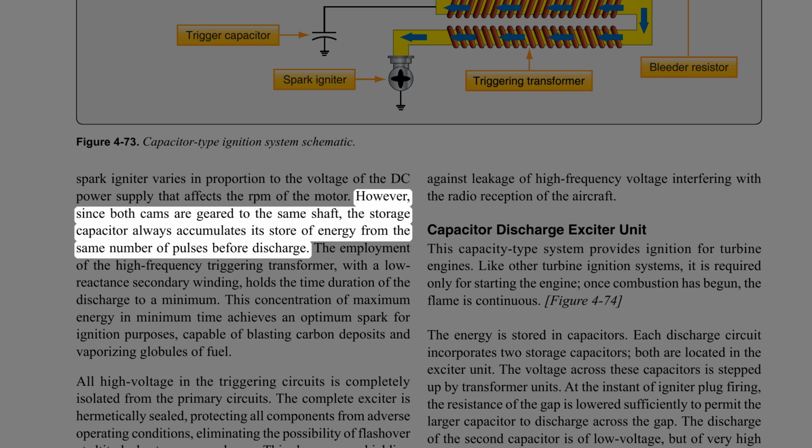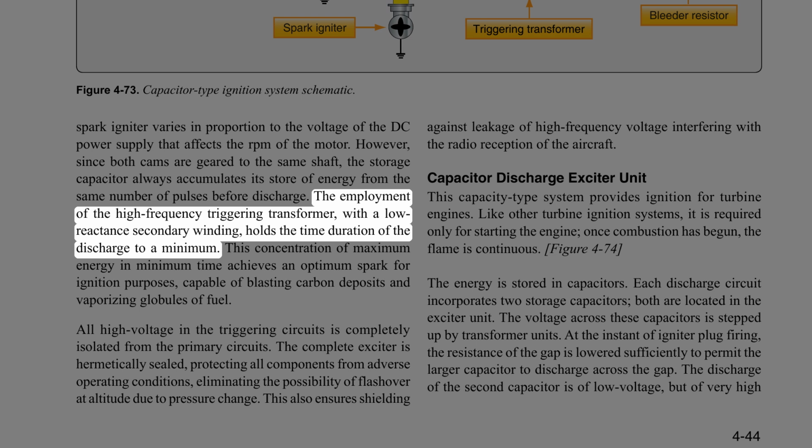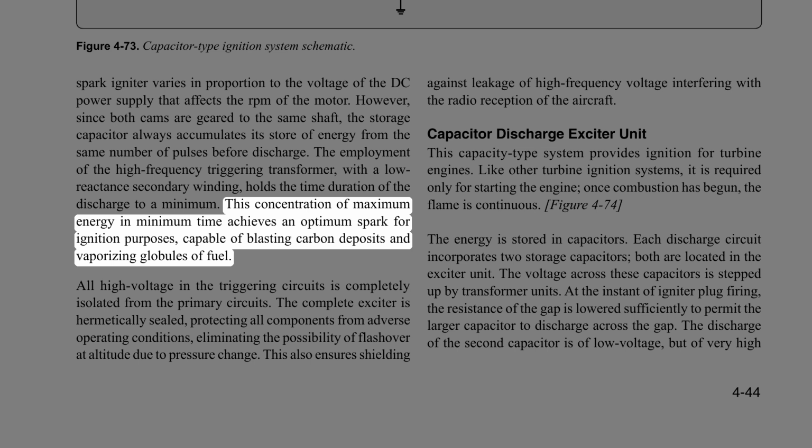However, since both cams are geared to the same shaft, the storage capacitor always accumulates its store of energy from the same number of pulses before discharge. The employment of the high-frequency triggering transformer, with a low reactance secondary winding, holds the time duration of the discharge to a minimum. This concentration of maximum energy in minimum time achieves an optimum spark for ignition purposes, capable of blasting carbon deposits and vaporizing globules of fuel.